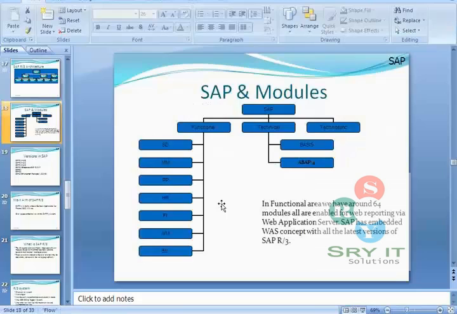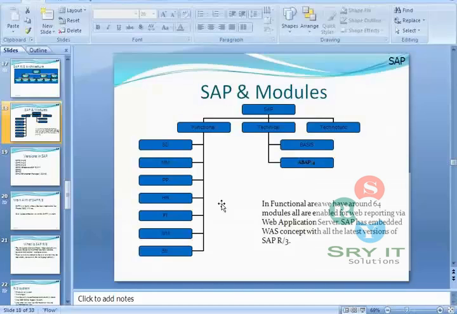Functional, technical, and techno-functional. Functional is for those who have knowledge in the domain area, meaning functional knowledge area. So an MBA in HR, finance, or marketing, or a person who has worked five or ten years on the domain side, is eligible to learn the SAP functional modules. In this there are n number of functional modules.